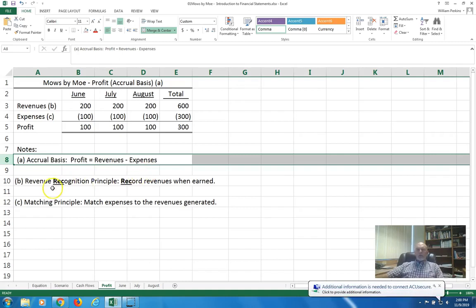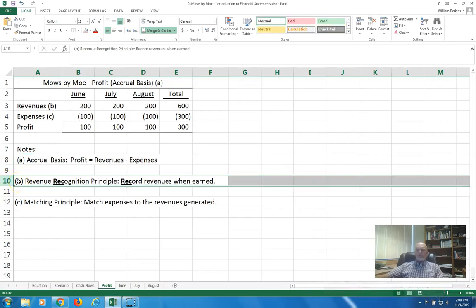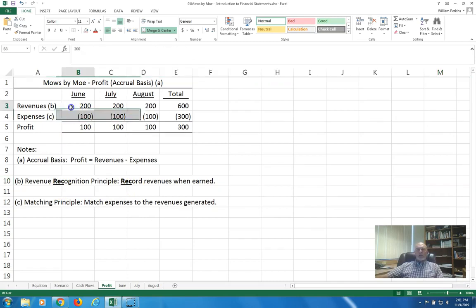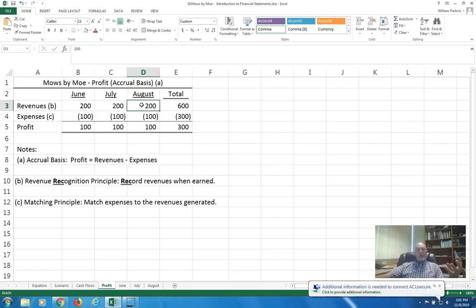And then we have two principles for recording those. The revenue recognition principle says to record revenues when they're earned. In other words, when you do the work. When you recognize revenues, you record revenues. In accounting, anytime you recognize something, that means you're recording it. So we mowed the yard once in June for $200, again in July, again in August. So every time we do that work, we're going to record revenues. So that's the revenue recognition principle.